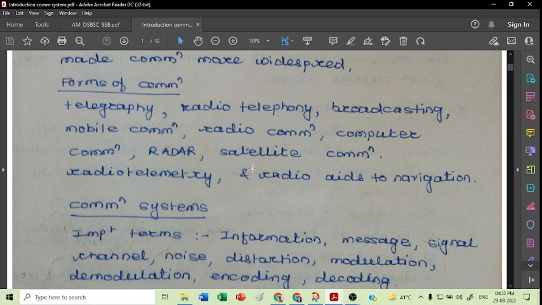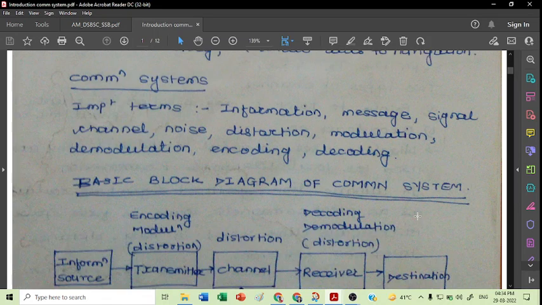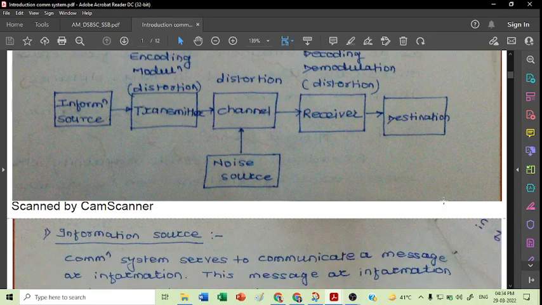Communication system. What are the different blocks present in communication system? So important terms with respect to communication system are information, message, signal, channel, noise, distortion, modulation, demodulation, encoding and decoding. Now we'll see the basic block diagram of communication system. In communication system, the important blocks are information source, transmitter, channel, along with noise source, receiver and destination. Now we'll see all these blocks one by one.